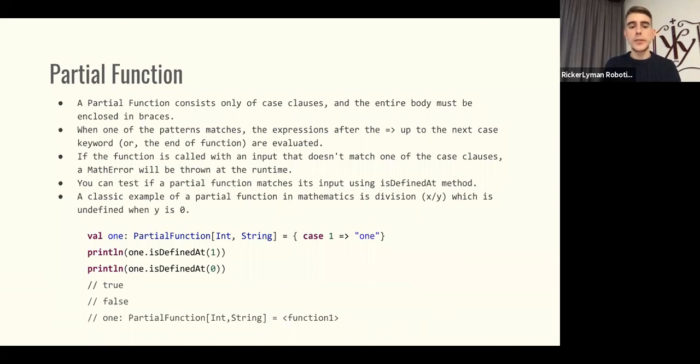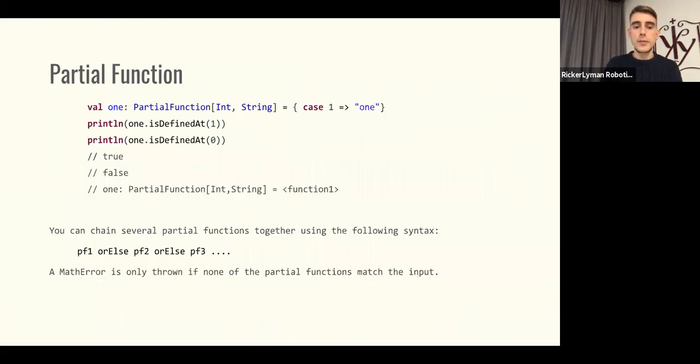Yeah, you may ask what is the usage of such partial functions, and one of the usages from the standard library is the collect method on the list. So the collect method wants a partial function as the input, and we just define which elements we will collect from the list and which we will skip. And you can chain partial functions like that with the orElse syntax.